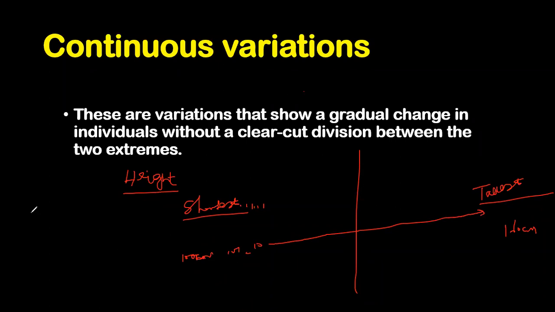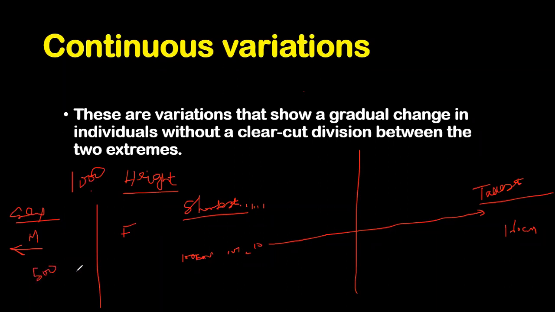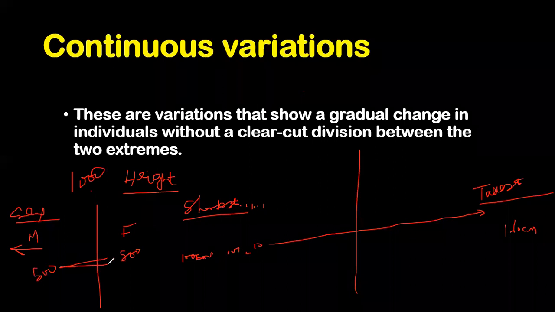But in other variations, such as sex, for instance, we have males as one extreme end, and we have females as the other extreme end. So if you have 1,000 people, if 500 are males, then obviously 500 must be females. You cannot have people who are both males and females.